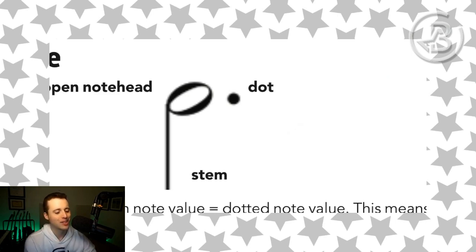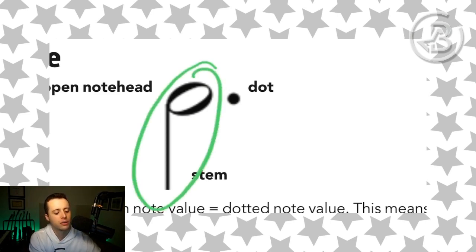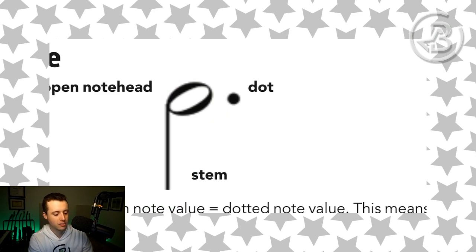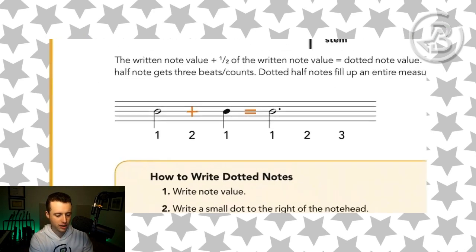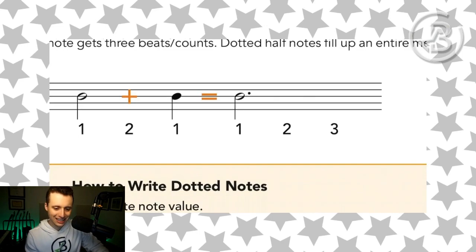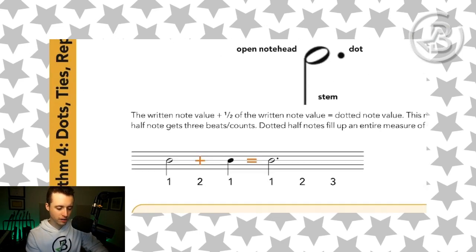One more way of thinking about this math is to quite simply divide the written note value in half and add it to itself. So we look at the written note value. That equals 2. Half of 2 is 1. 1 plus 2 equals 3. So whenever you see a dotted note, it's going to be worth 1.5 times the written value. And we can see right here, half note gets 2 counts, quarter note gets 1 count. 1 plus 2 equals a dotted half note, which is 3.